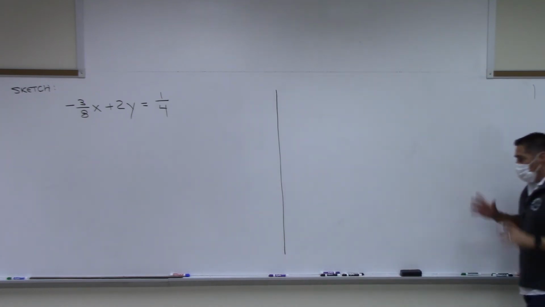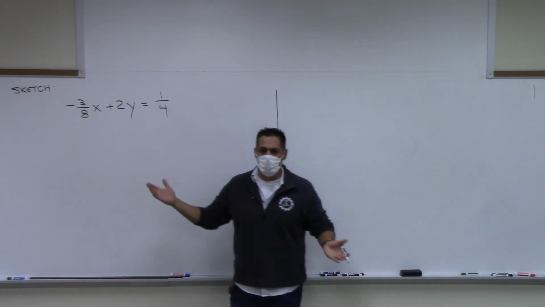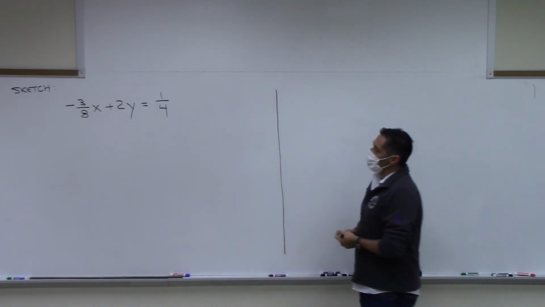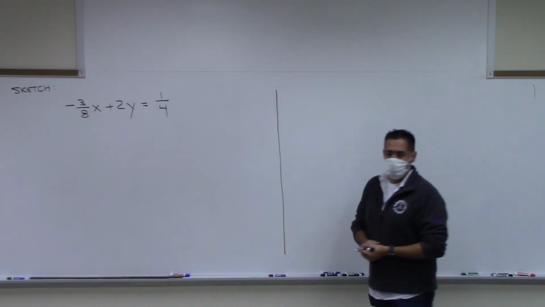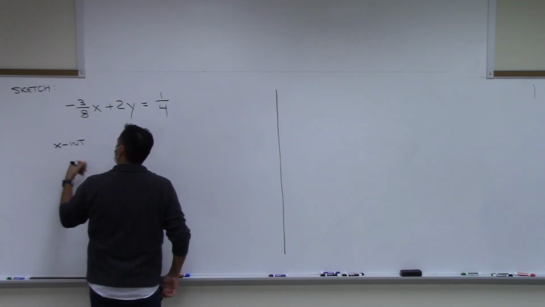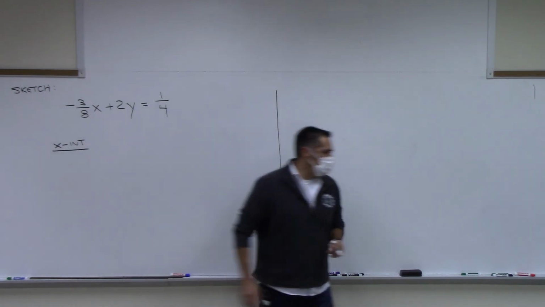All right, so the first thing you have to do is realize you're looking at a linear equation in two variables, right? So you have to know this is a line, which it is, good. Okay, so let's go after the x-intercept first, right? I'm using the intercept method. If I do the x-intercept, I'm going to set y equal to 0, right?